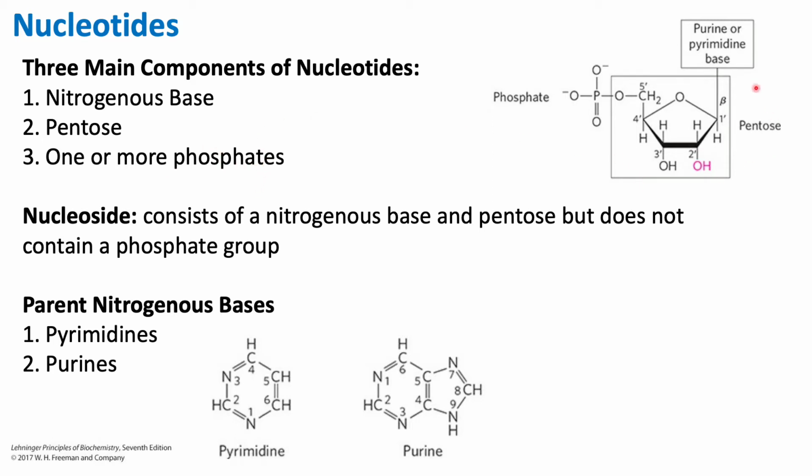Now, if we take a look at this general nucleotide, we can see that we have a pentose. It's a 5-carbon sugar. We have our nitrogenous base, which is linked over here at this carbon. And we have our phosphate linked over here. Now, what's important to note in this depiction is that our phosphate is bound at our 5' carbon end.